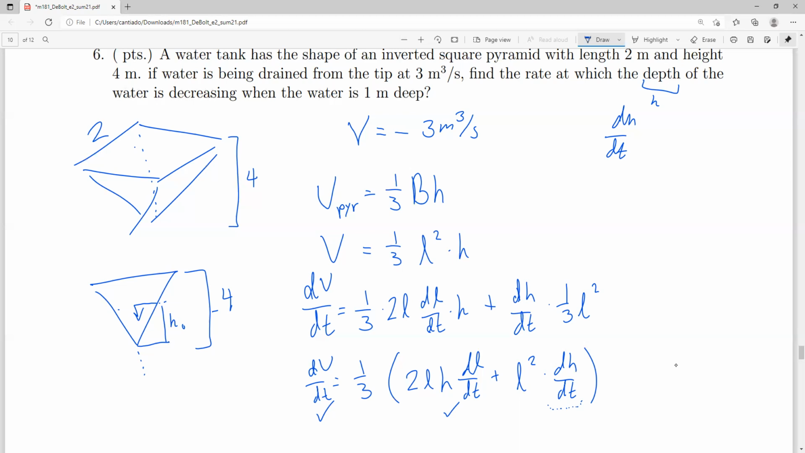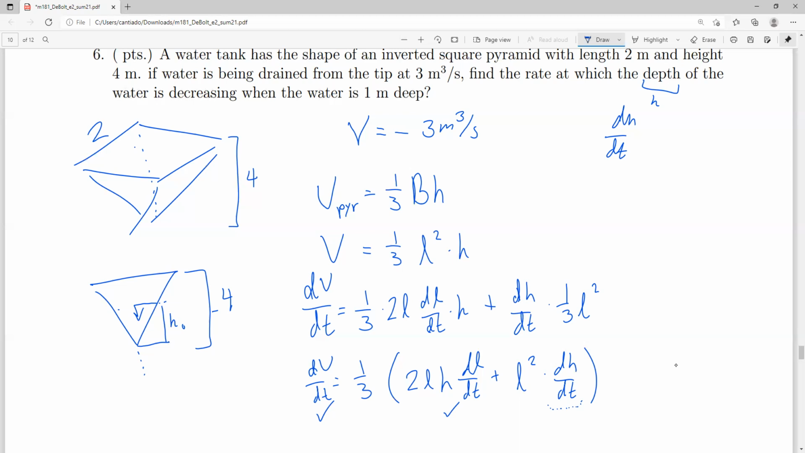I'm missing some information here. I can't think of what I'm missing. Length of 2, height of 4. Is there a way to relate the length of it to the height? Yeah, there is a way to relate it, actually.